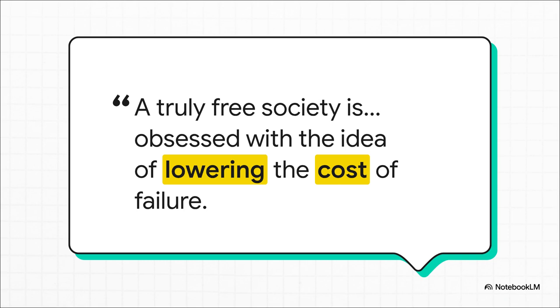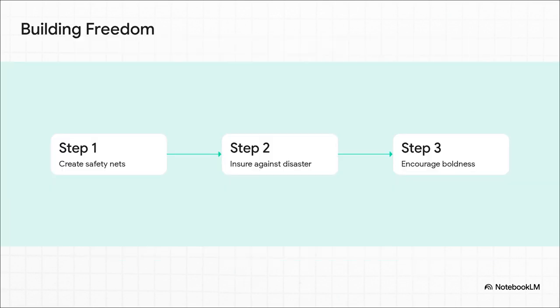And what's the main goal of all that building and designing? It's this simple, powerful idea. A truly free society is obsessed, totally, utterly obsessed with lowering the cost of failure. It does this by creating strong safety nets, like unemployment insurance and public health systems. It ensures people against the kinds of disasters that can wipe them out completely. And by doing all that, it creates a culture that encourages the very boldness and initiative that makes life better for everyone.